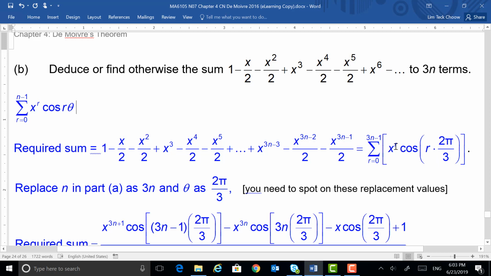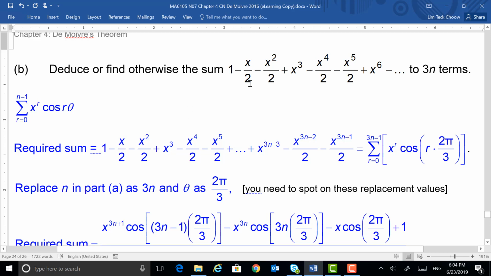Cos of 4 pi over 3 is also a special angle, it's again minus half. And then when r is 3, you get x cubed. 3 times 2 pi over 3 is cos of 2 pi. Cosine of 2 pi is just a 1. That's why I got positive, in this case x cubed.